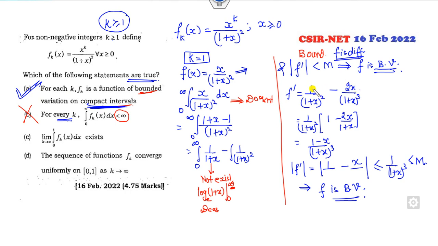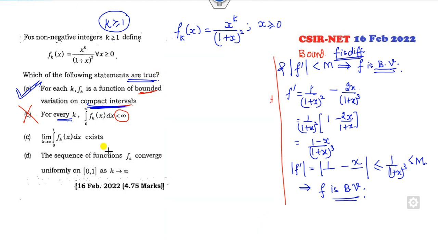So this is x raised to power k, and k times of this, again it's a bounded variation. Now the C part, you need to check the integration of the limits, and the D part is: the sequence converges uniformly.